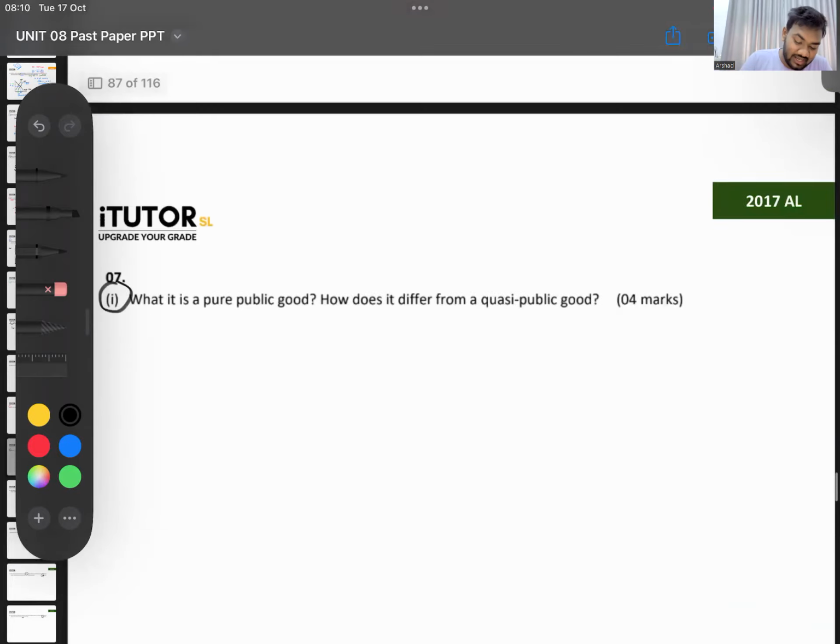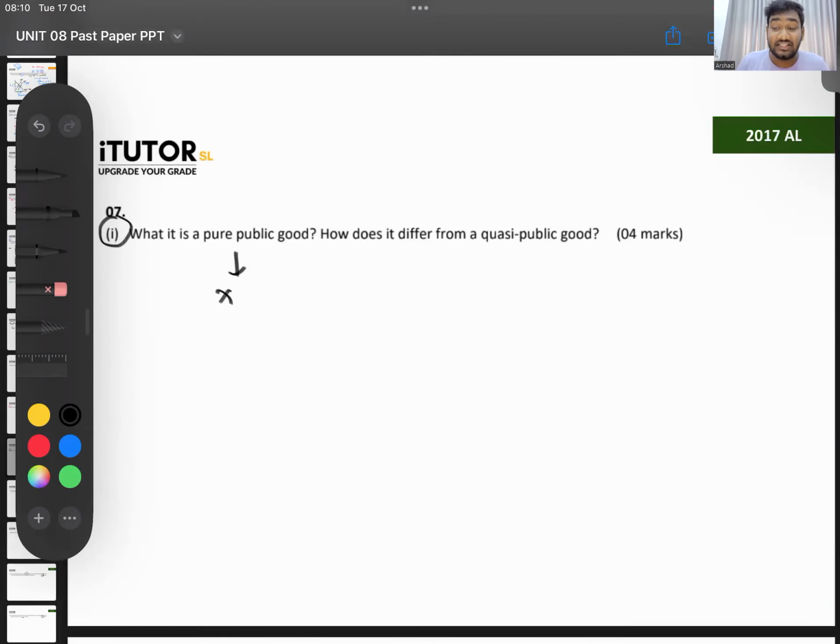What is a pure public good? This one I'm not going to explain. We are done. How does it differ from a quasi-public good? Now, what is a quasi-public good? A quasi-public or semi-public good is non-rival, but it is excludable. So you need to highlight the difference. Quasi-public goods, examples, things like highways, are non-rival until they reach full capacity, similar to a pure public good. However, a quasi-public good is excludable. That means if a consumer does not pay a price for such a good, they can be excluded from consuming it. For example, if a consumer does not purchase the ticket to enter the museum, he will not be allowed to go in.